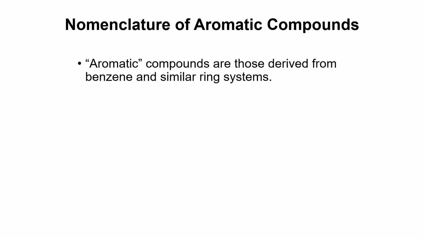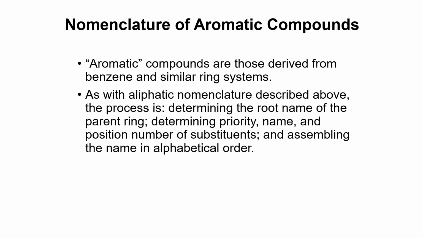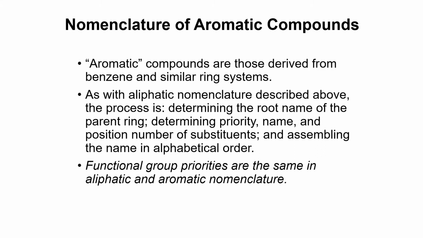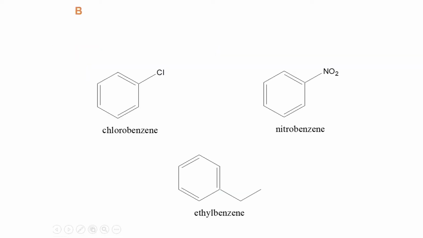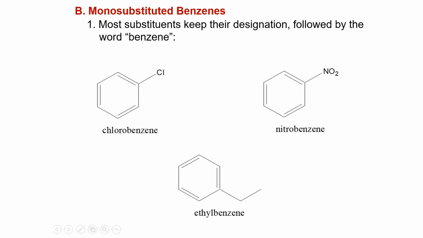Naming aromatic compounds or benzene is similar. First, we determine the root name of the parent, then we determine the priority of the substituent and the position number. After that, we assemble the name in alphabetical order. Here, functional group priorities are also the same. These are the common ring systems: benzene, naphthalene, anthracene. For mono-substituted benzene, it's not a problem, we can just put the substituent as prefix to the parent: chlorobenzene, nitrobenzene, and ethylbenzene.